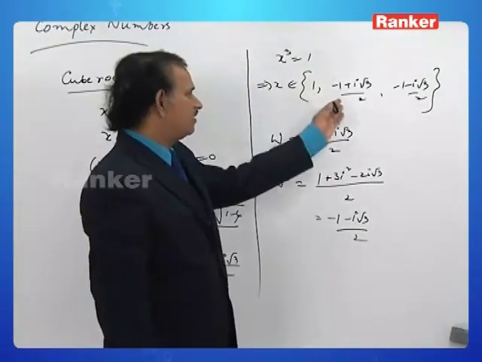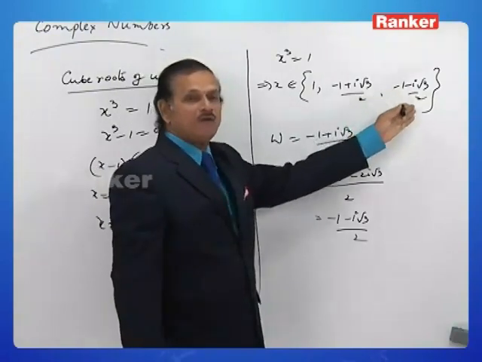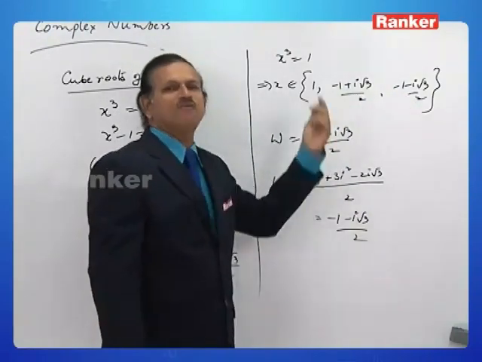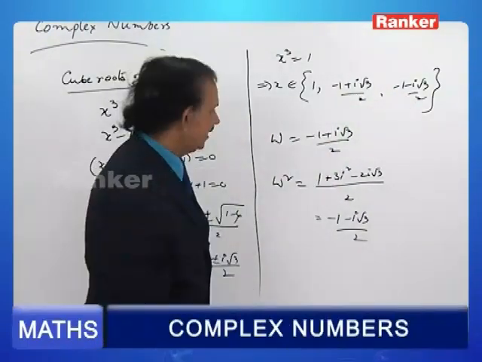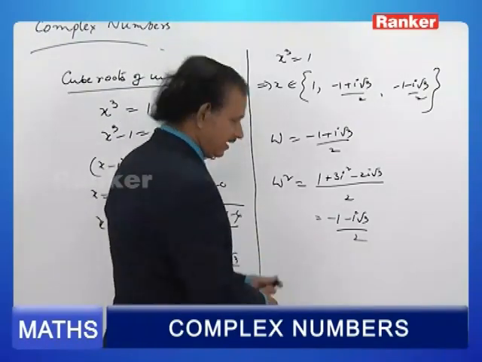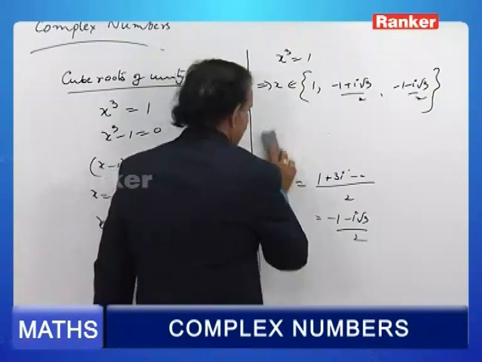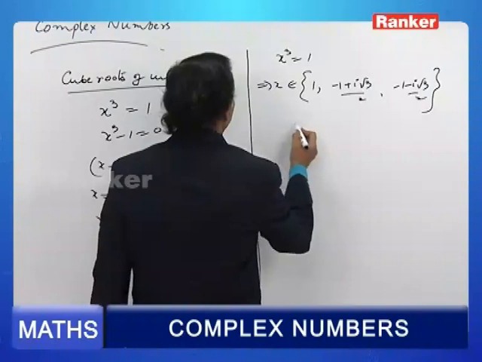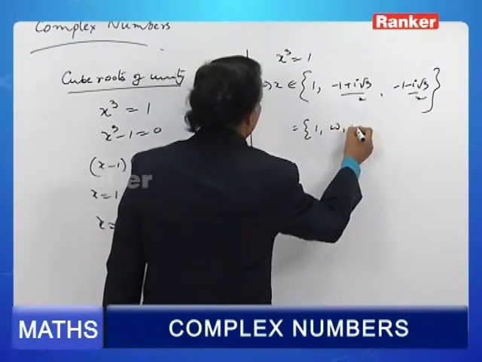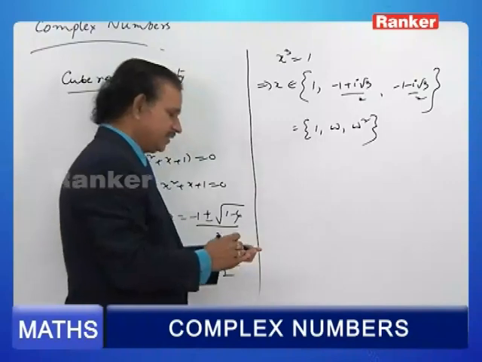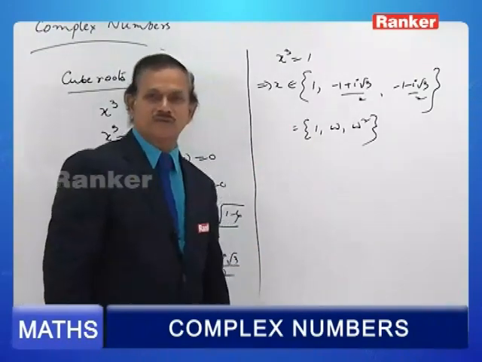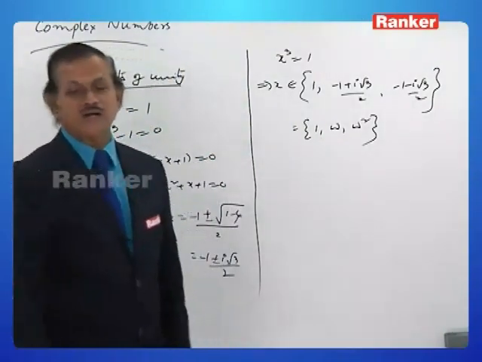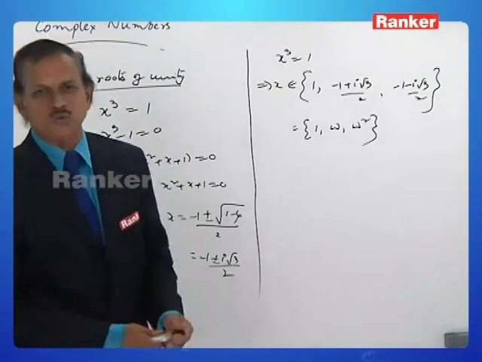Therefore, if you take this as omega, automatically the other will be omega square. So, by observing this concept, hereafter we just use the letters 1, omega and omega square. The cube roots of unity are 1, omega, omega square. Among these three cube roots of unity, one is a real cube root of unity. Omega and omega square are complex cube roots of unity.